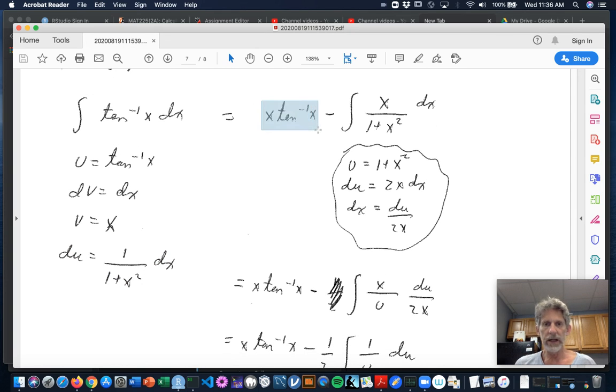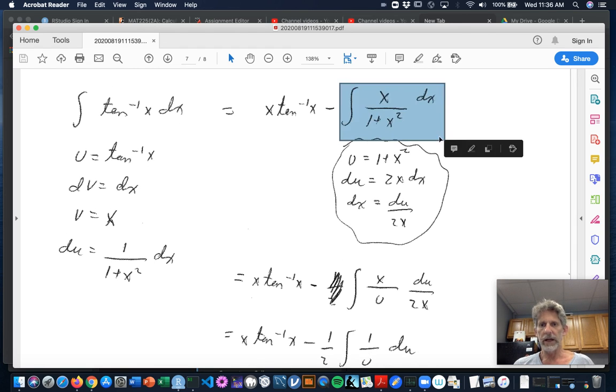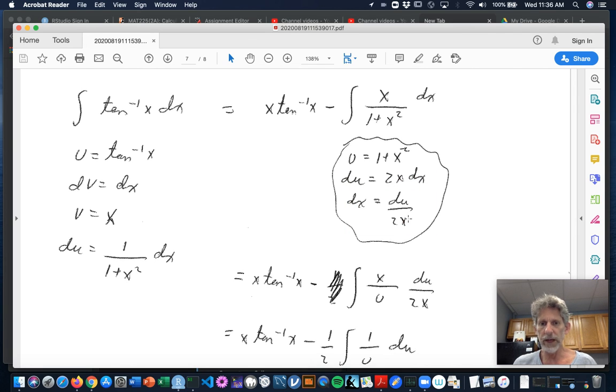So here v is x, and u is tangent inverse x. That's my uv, minus the integral of v times du, which is dx over 1 plus x squared. And so I stare at that and I realize I could maybe try u substitution. I could let u be 1 plus x squared. So this is not integration by parts. This is just regular old u substitution from the previous chapter. du would be 2x dx, so dx would be du over 2x.